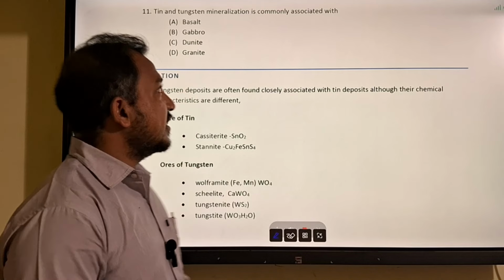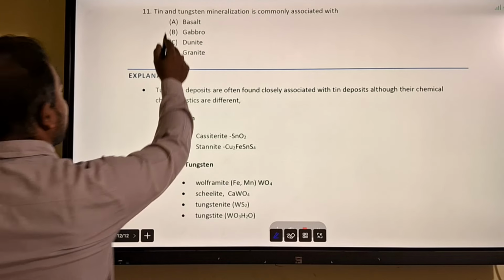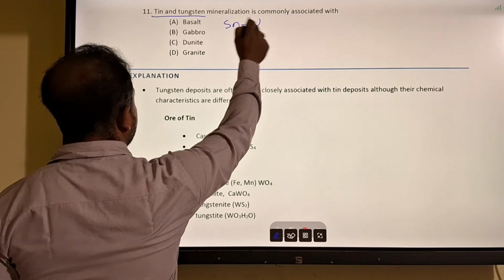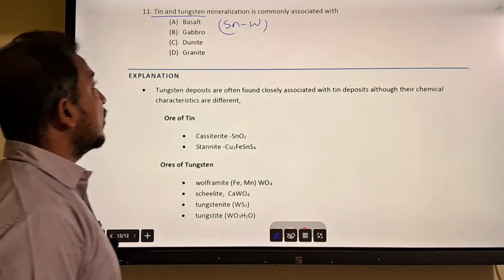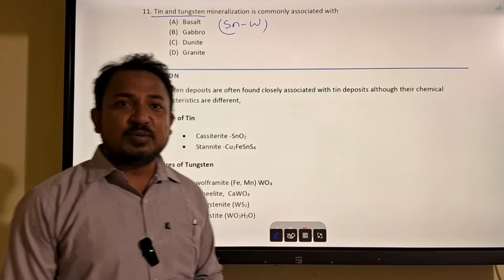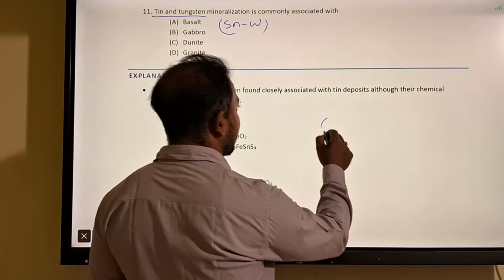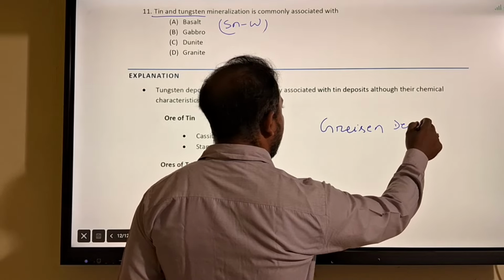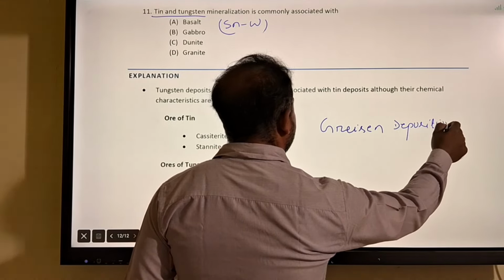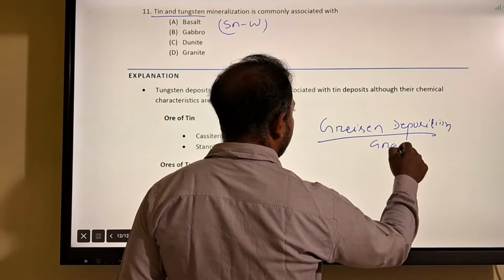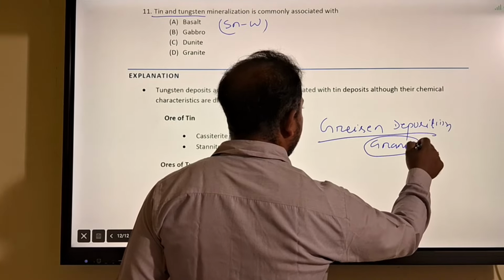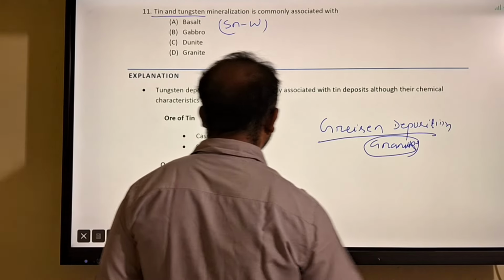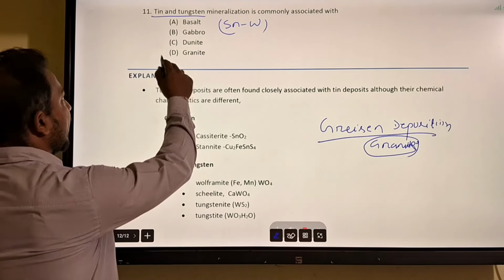So come to the next question, that is tin tungsten, SnW. Mineralization commonly associated with tin tungsten deposition is called Greisen deposition. Greisen deposition is a hydrothermal process, so it mostly occurs in granite. It is found in granite. So the answer will be granite.